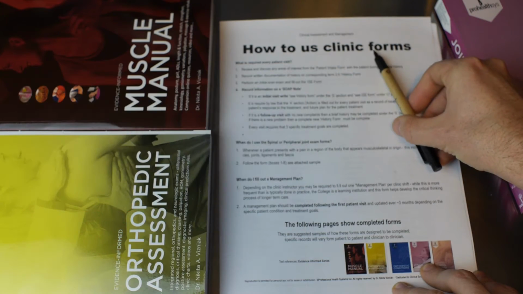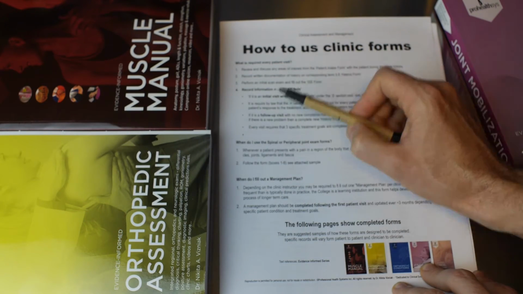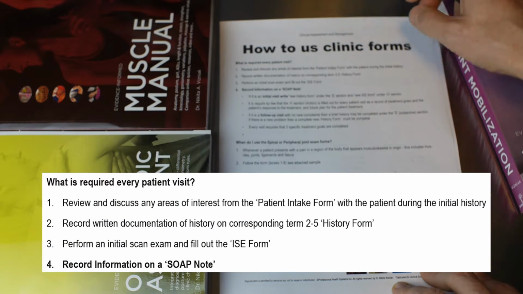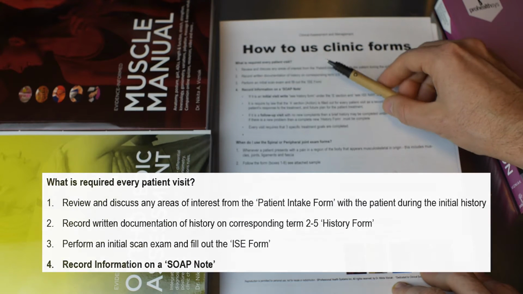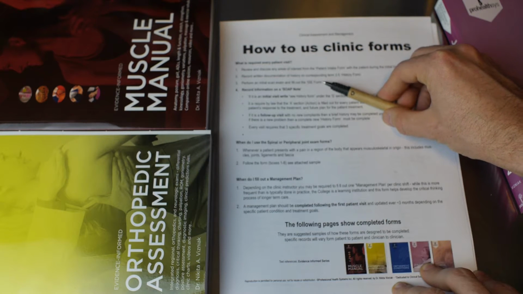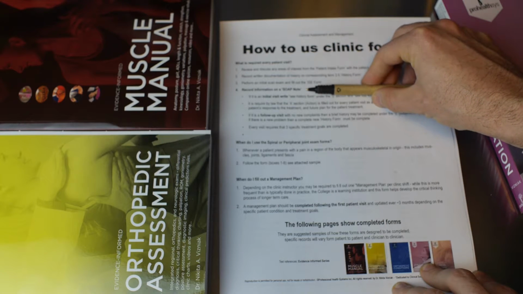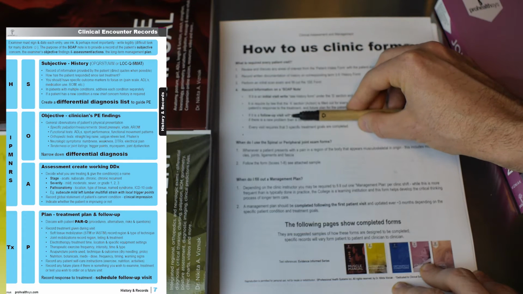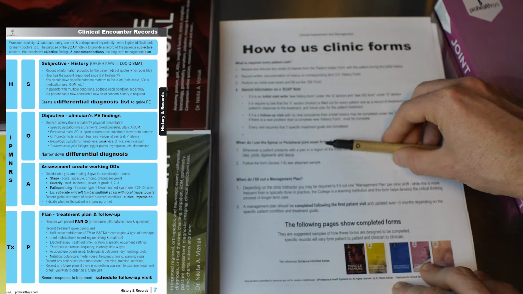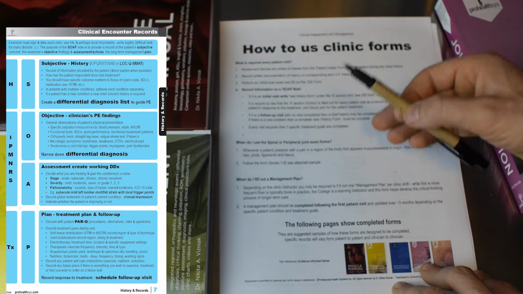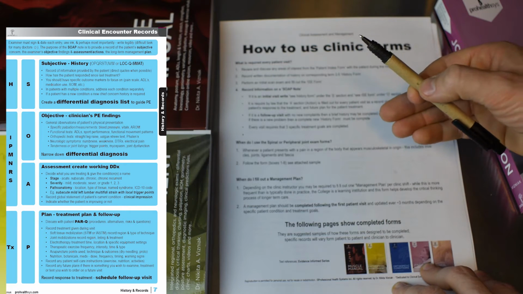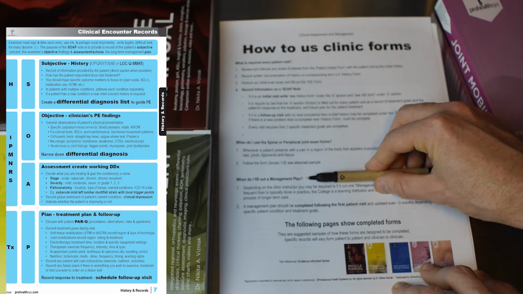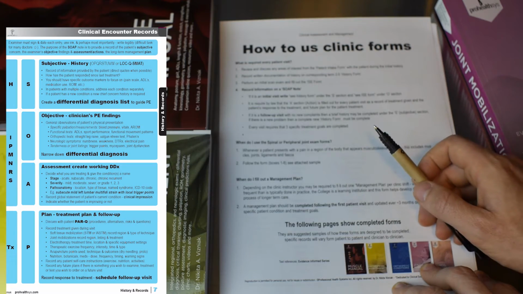How to use clinic forms. What is required for every patient visit? You need to review and discuss the initial patient intake form. You should also perform an initial scan exam or postural assessment and record your information on a SOAP note for the initial visit as well. Follow-up visits can just be done on a SOAP note. Peripheral and spinal joint exam forms can be used if you have specific exams that you would like to do, and a management plan must be filled out for every patient following the first visit.